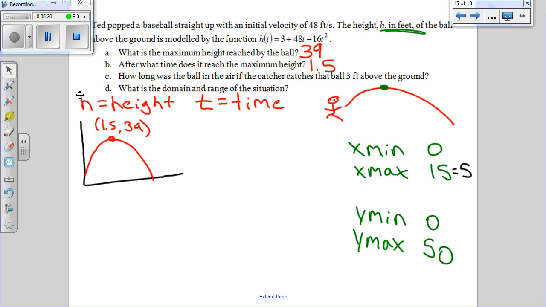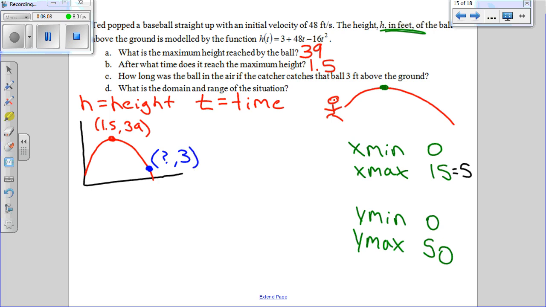In this case, though, they switch it a little bit. They say, how long was the ball in the air if the catcher catches the ball 3 feet above the ground? So the ball actually never reaches the ground. If we're looking at our picture, the ball gets caught right there. So you can't look for your x-intercept. You have to somehow look for this thing right here. That's exactly what you're going to do. So at this point, you want to figure out how long. So you're looking for an x value. You know that your y value is at 3.